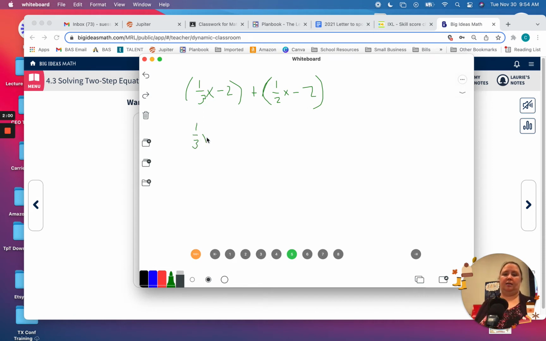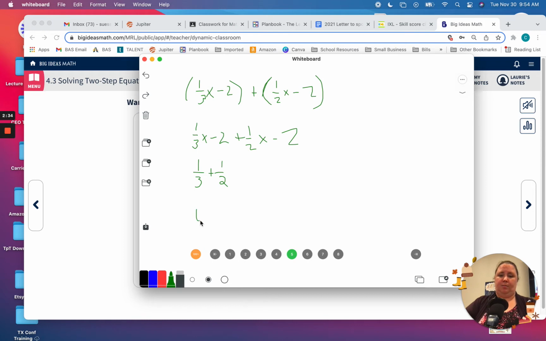1/3 x minus 2 plus 1/2 x minus 1. Or, excuse me, another minus 2. Okay, all I did was drop the parentheses because it's not going to change anything. So now I'm combining like terms. So I have a 1/3 x plus a 1/2 x, right? 1/3 plus 1/2. What do you have to do when you're trying to add fractions, Mac? Get a common denominator.